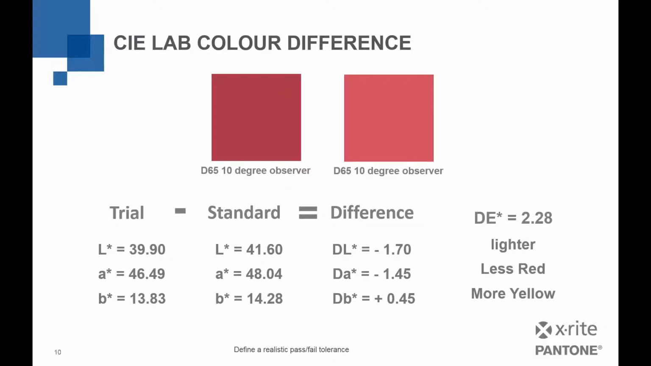As we can see in this example, we have a delta E of 2.28, but that would just tell us if our tolerance was set at 1 or 2, then that would be a fail. If we had a delta E star of maybe 5, then that would be a pass. Obviously, if it's a fail, it becomes more critical: what is making that color difference? So we can look at the L star, A star, and B star differences here. We can see that we have a delta L star of minus 1.7, a delta A star of minus 1.5, and a delta B star of 0.45.